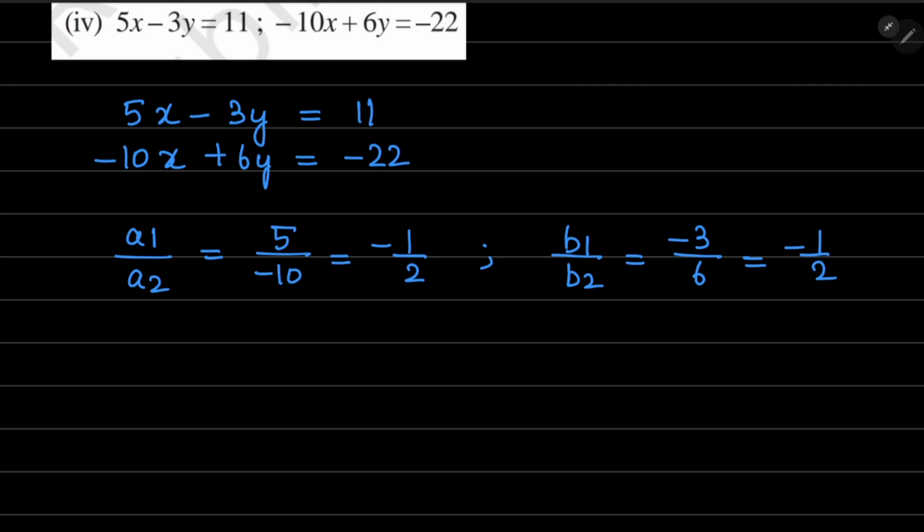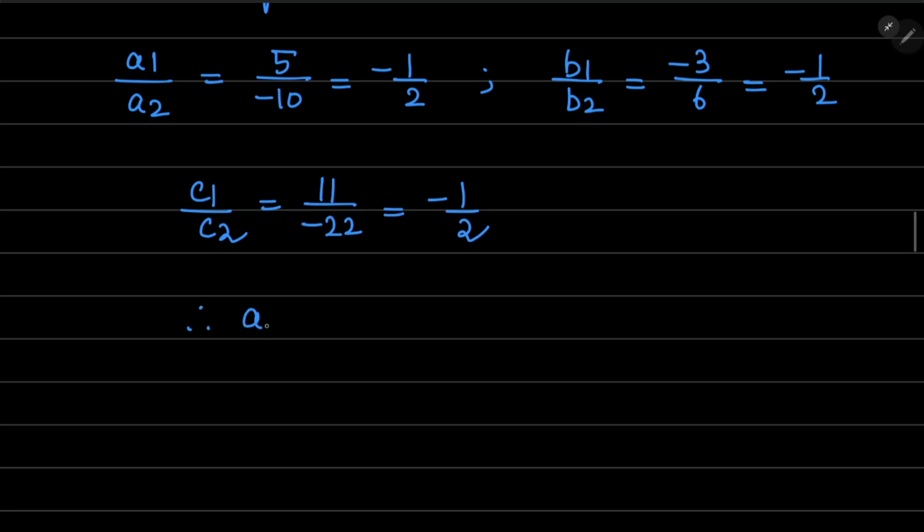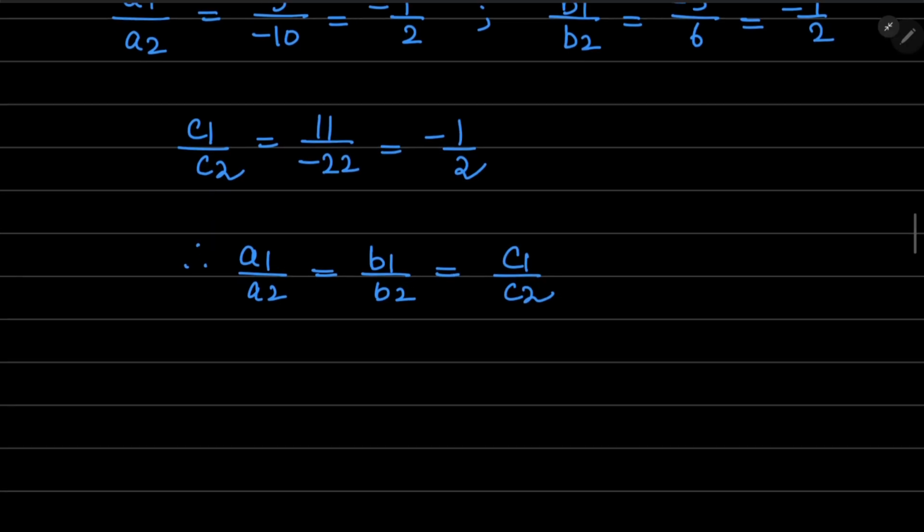So here you are seeing both first two ratios are equal. What is your c1 by c2? Here you will be getting 11 divided by minus 22. Again you are getting minus 1 by 2. So what do you observe? Therefore, here you have a1 by a2 is equal to b1 by b2, and that is equal to c1 by c2. So here the lines will coincide. You can write here the lines will coincide over each other, or they'll be coincident.